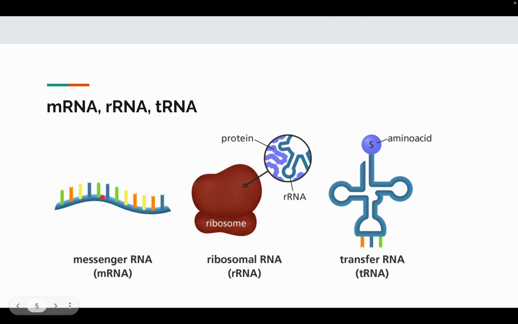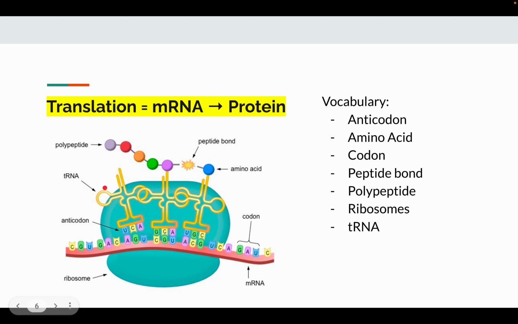And the difference between mRNA, rRNA, and tRNA is mRNA's messenger RNA carries the information. rRNA's ribosomal RNA, and rRNA makes up ribosomes, which is the cellular structure that produces protein from the message that mRNA carries. And transfer RNA, tRNA, is the one that carries the amino acid and the anticodon, which will match up to the mRNA. And so translation is mRNA to protein.